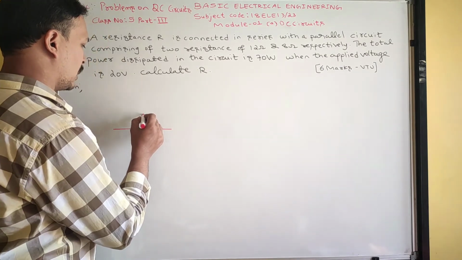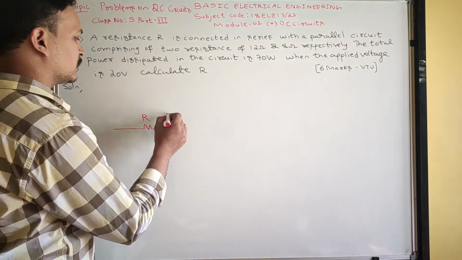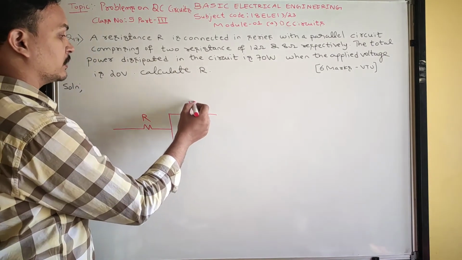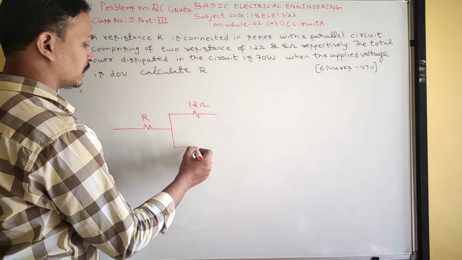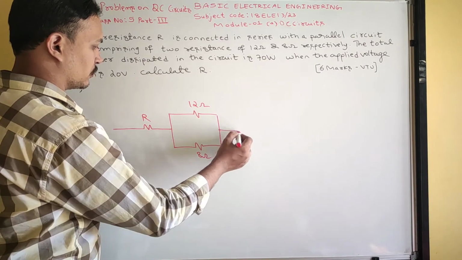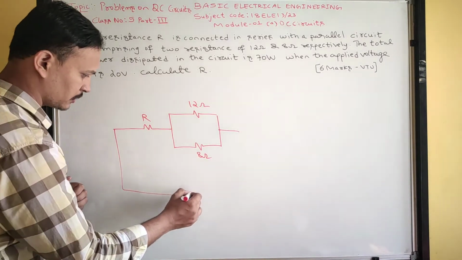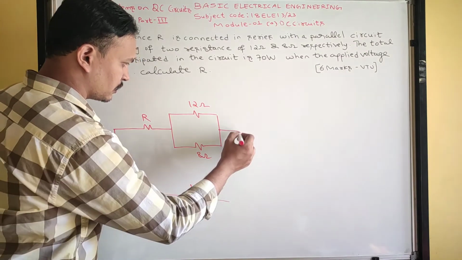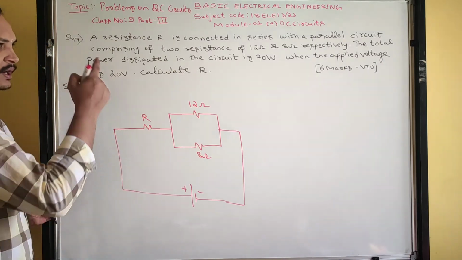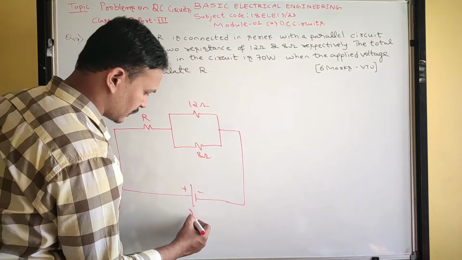So this is the circuit for this given question. A resistance R is connected in series with the parallel combination of 12 ohms and 8 ohms. And this whole circuit is connected across a 20 volt supply. In the question they have not given the circuit. We should read the question and draw the circuit.